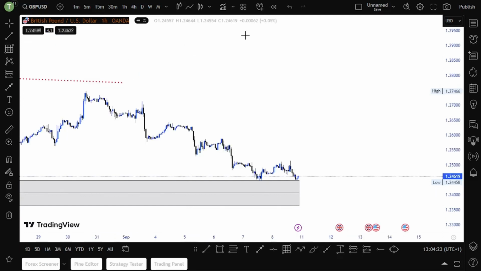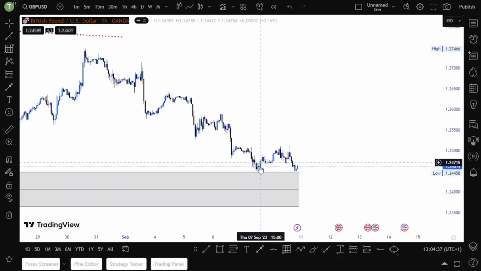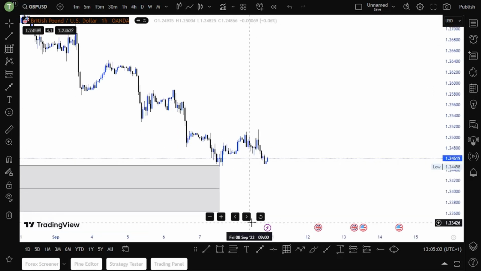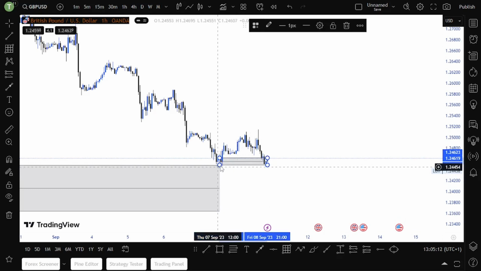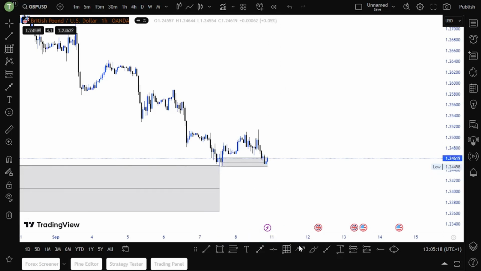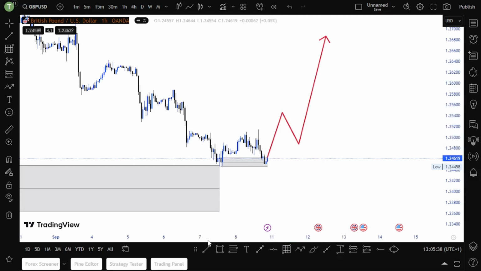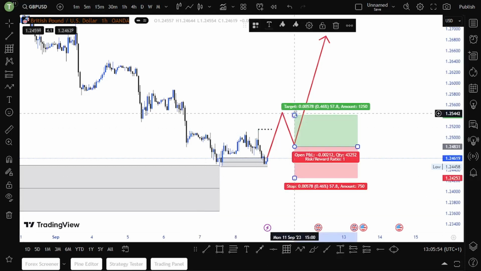Now, as you can see on H1, if you zoom in nicely, if price would respect this tiny demand zone on H1, then I will be waiting for price to move up and then retest and then it buys. So I will be waiting for a break of structure here and then I will enter in a pullback, guys.